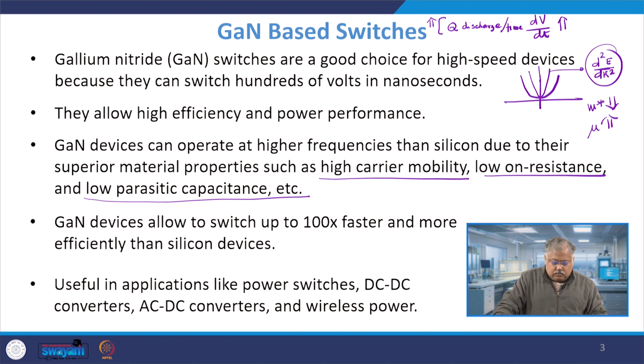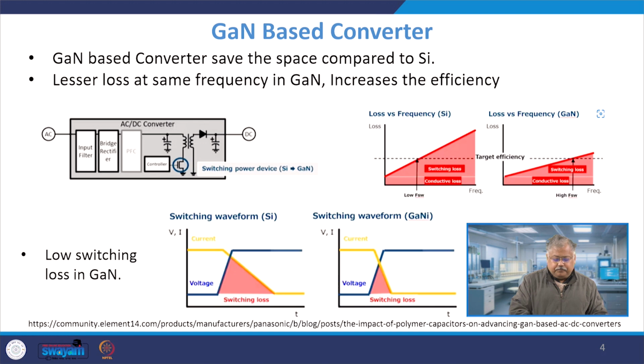Now, gallium nitride allows approximately 100 to 150 times faster switching as compared to its corresponding silicon devices, which we have already seen in our previous discussion. They are useful in applications like power switches, in DC-DC converters, in AC to DC converters, and wireless power converters. Typical usage of GaN-based switches can be found in these regions.